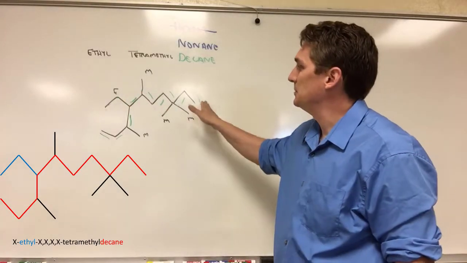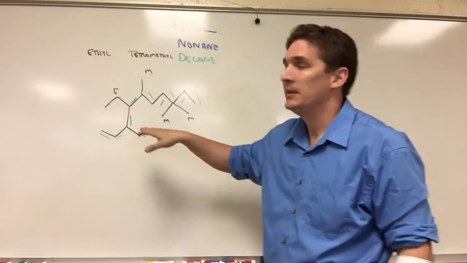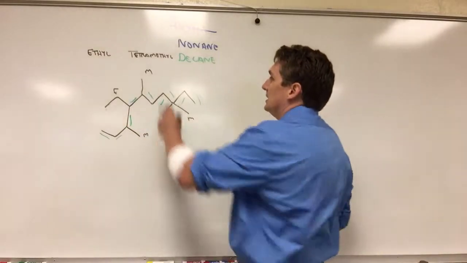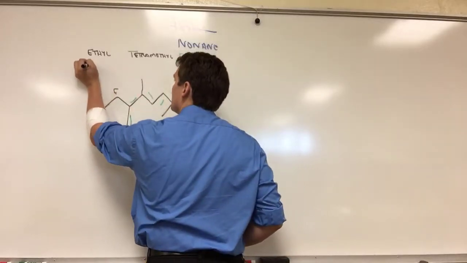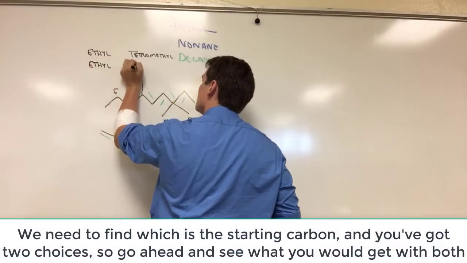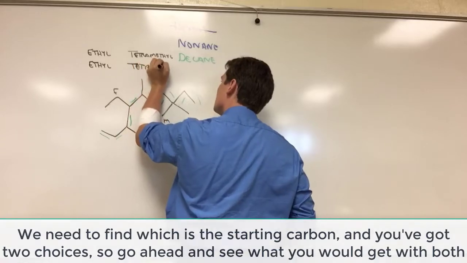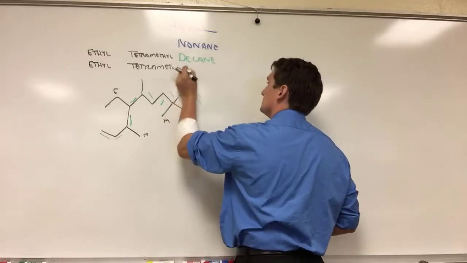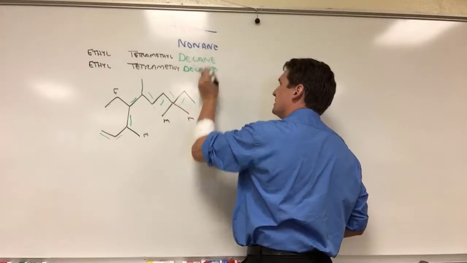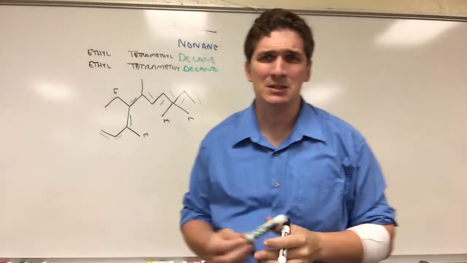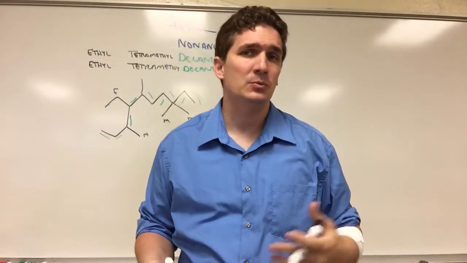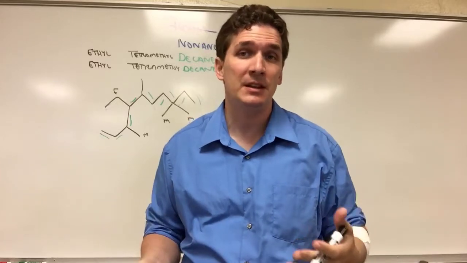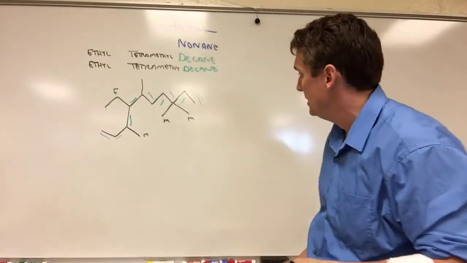Now the question is, do we number from here or do we number from here? Remember, our rule for this is we want to minimize the number at the first difference. So let's name it both ways. And again, don't try to do this in one fell swoop. I've seen organic chemists that still have to work through this. So take the carbon chain, you can start on one end or the other, and work it out. If anything, it'll give you the practice of numbering the chains.